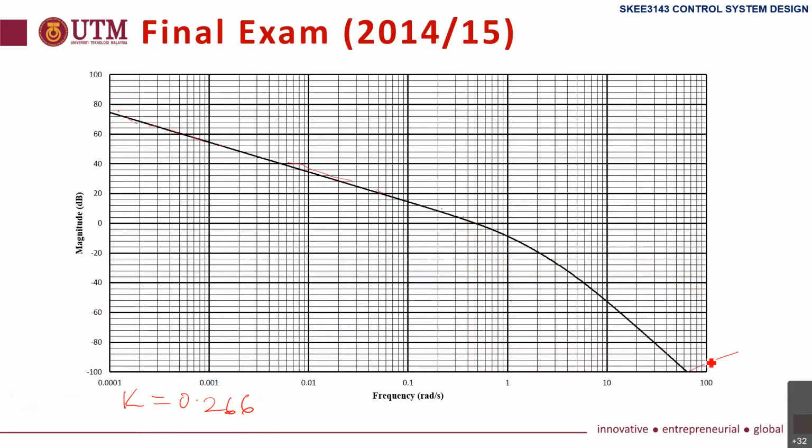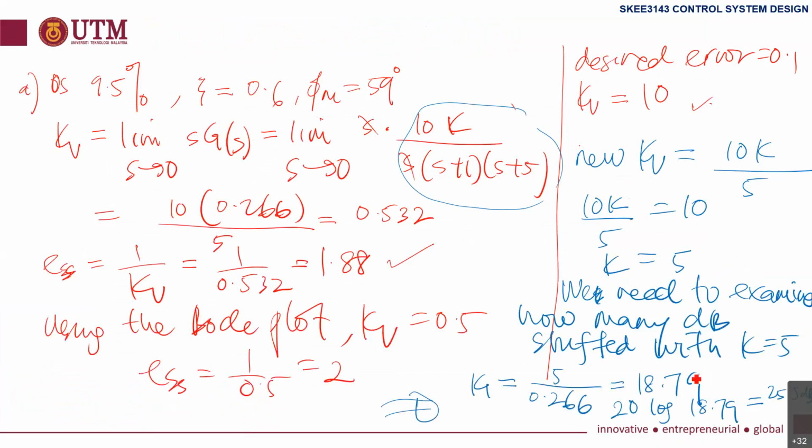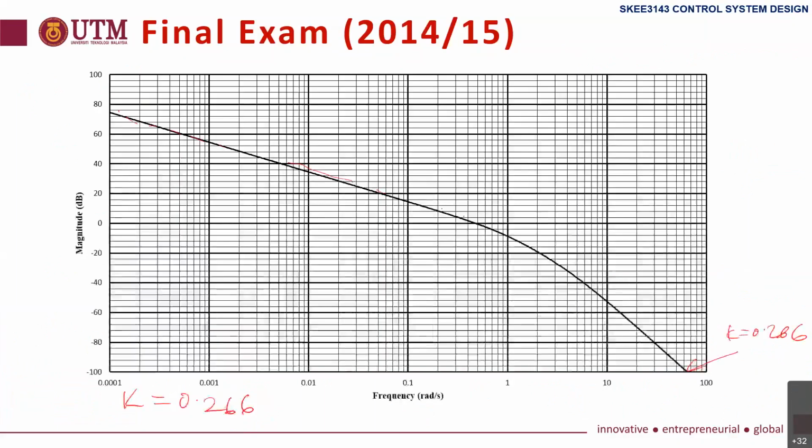Here, this one, k 0.266. When we use k equal to 5, all will be shifted by 25.5 dB. So then I have to plot another one, where I add 25.5.